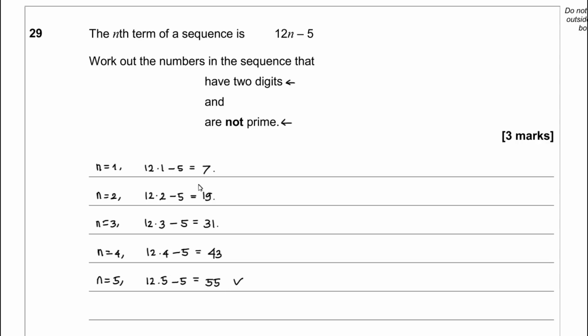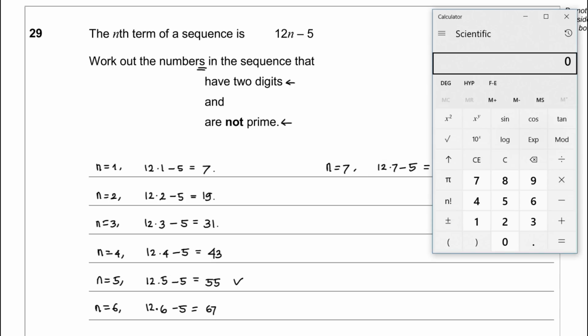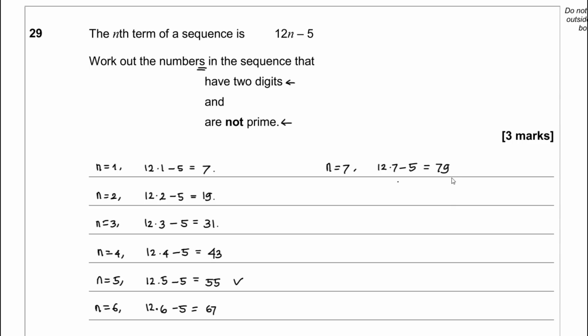It seems we are done with the question, but it says numbers, so we have to find more than one actually. Let's continue with n equal to 6. So 12 times 6 minus 5 is 72, minus 5, it will be 67. And again, it's a prime number, so we have to carry on. Let's try with n equal to 7. Then 12 times 7 minus 5 is 12 times 7, take away 5, 79. And again, 79 is a prime number.